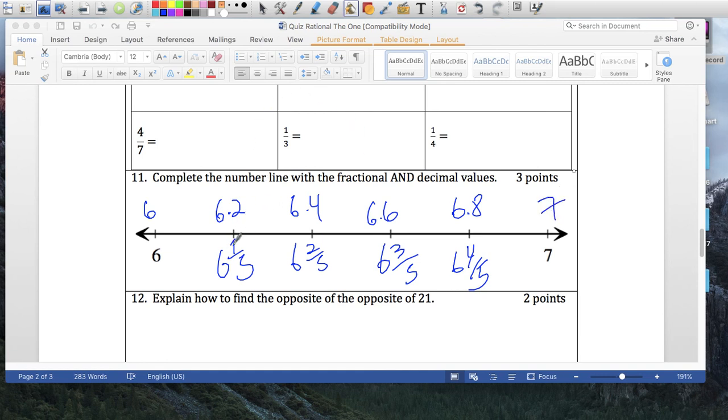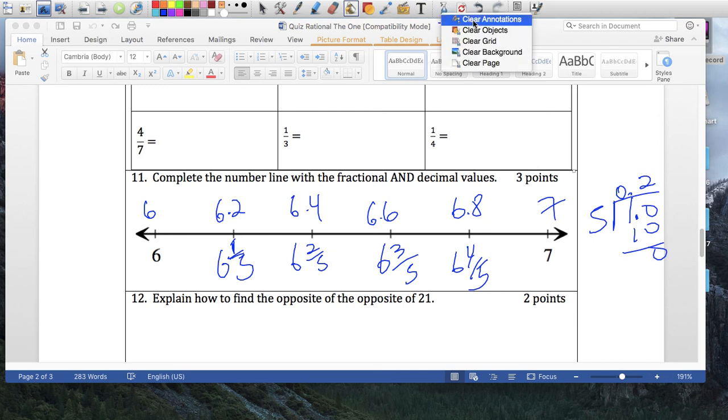All right, so 1/5, just to prove it to you, I'll divide 1 by 5. 5 does not go into 1. 5 goes into 10 2 times. So 1/5 is 0.2. I just added the 6 because that's our whole number, 6.2. Explain how to find the opposite of 21.